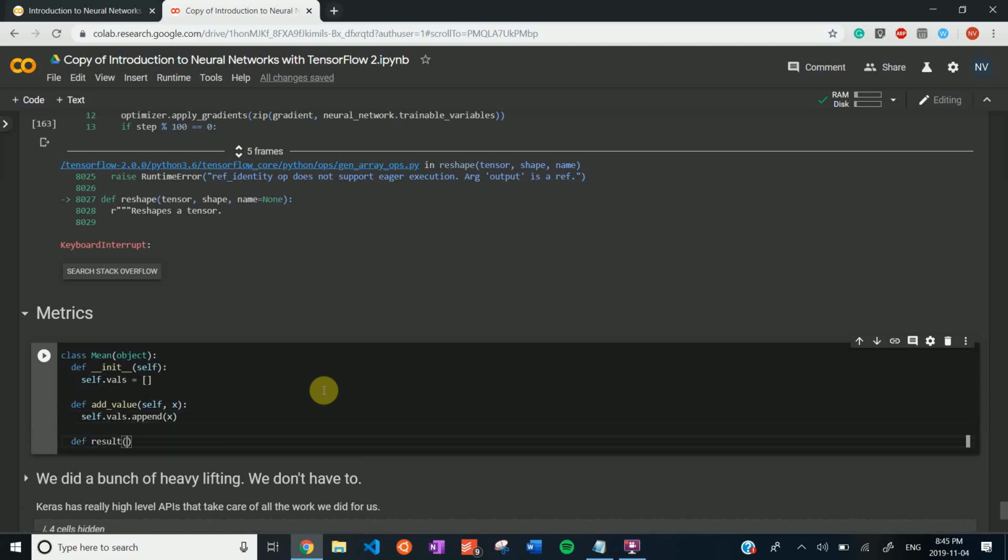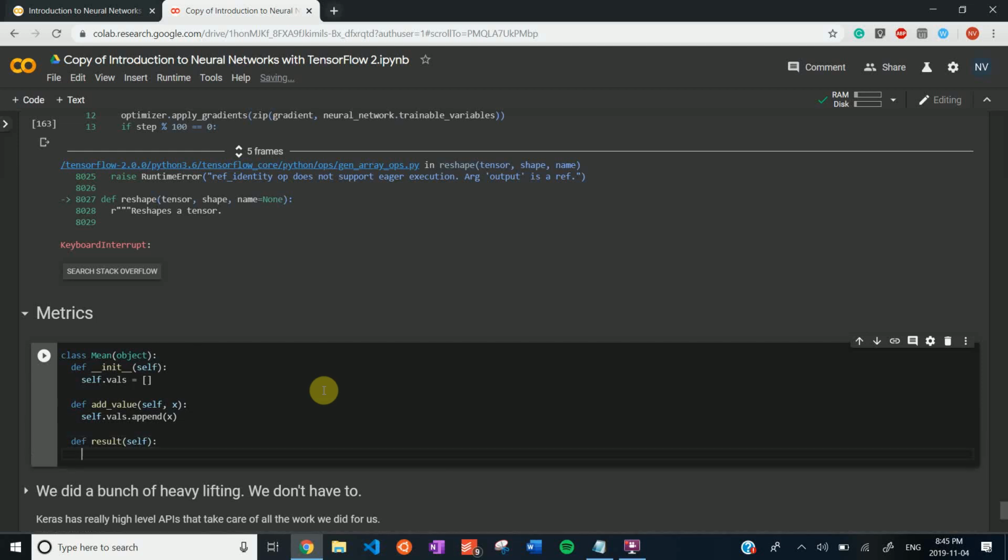The result is just going to be what the mean actually is at a certain given point in time. So we're basically going to return the sum of all the values divided by the length of the values. And so this is just the formula for average, right? We're taking an average over a bunch that we computed.